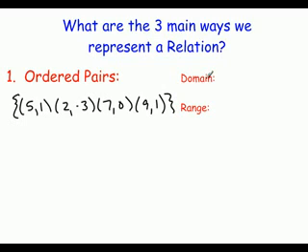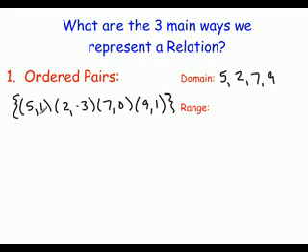So if I ask you from this relation what my domain and range would be, well, my domain is my input values, or my x values. So I look to see all my x values. Now I don't have to technically write them in numeric order, but I'm just going to write them as I see them. I know I have a 5, a 2, a 7, and a 9. And if you want to put them in order, you're more than welcome to.